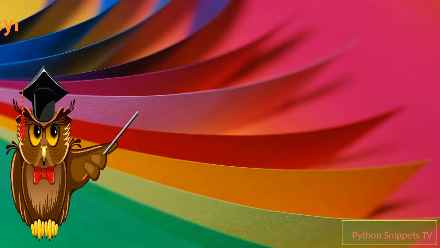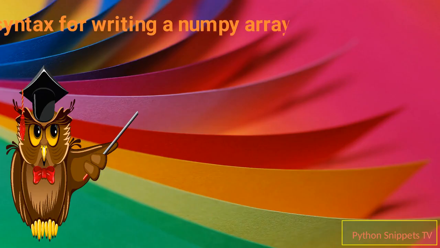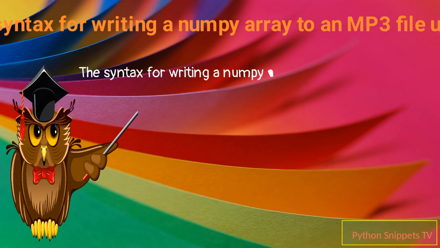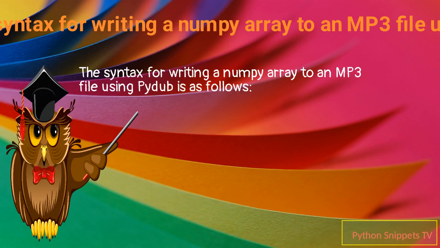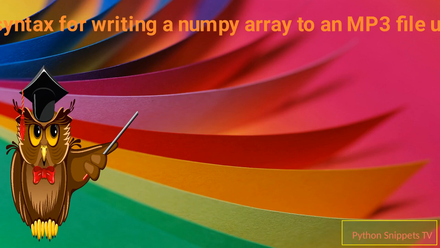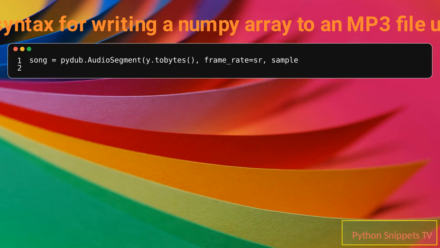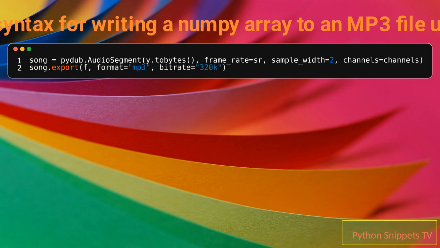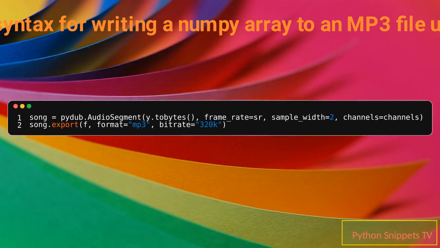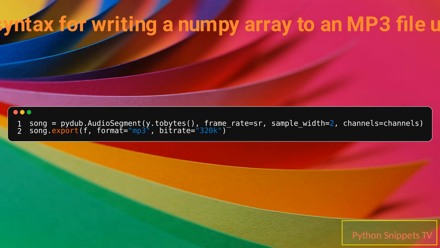What is the syntax for writing a Numpy array to an MP3 file using Pydub? The syntax for writing a Numpy array to an MP3 file using Pydub is as follows. Here, y is the Numpy array, sr is the sample rate, channels is the number of channels, and f is the path to the output MP3 file.